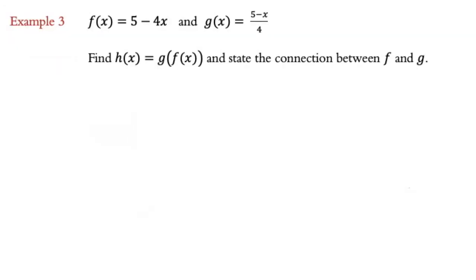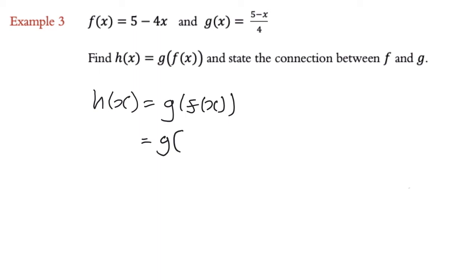Okay, example 3, we have two functions, f of x and g of x, and we're asked to find a composite function, h of x, and then state the connection between f and g. This is an important example that covers a very common idea in this particular topic. So let's find h of x. That will be g of f of x, and we should be familiar now with how to find a composite function fairly easily. So we're going to find g of 5 minus 4x, and if we do that, then we're going to find that we have 5 minus 4x in brackets, all divided by 4.